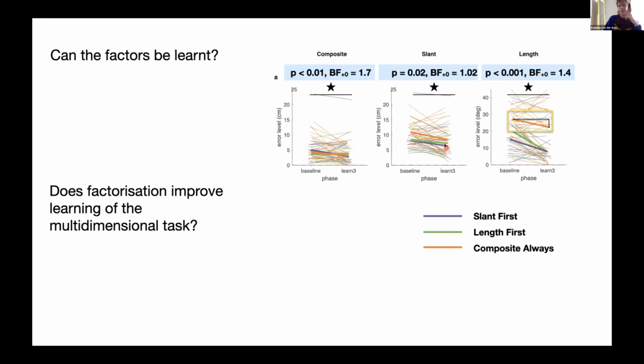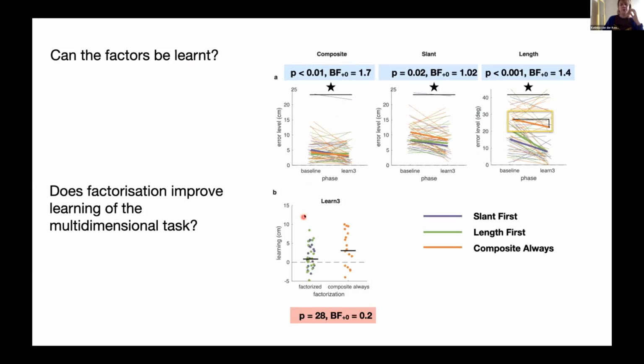For the other two factors, we see similar results. So here we have slant, again, a lot of variability between participants. Significant learning, and the same for length.